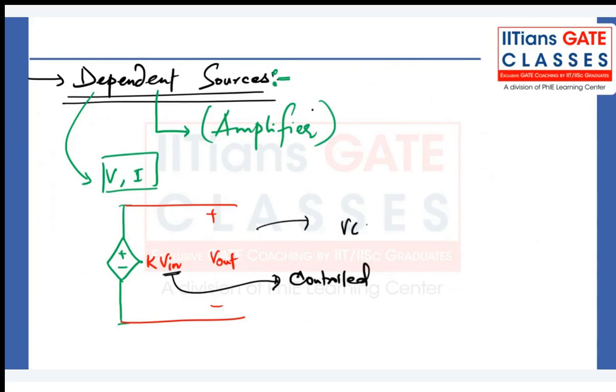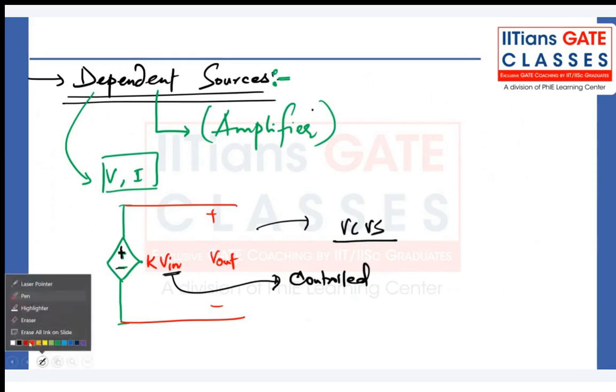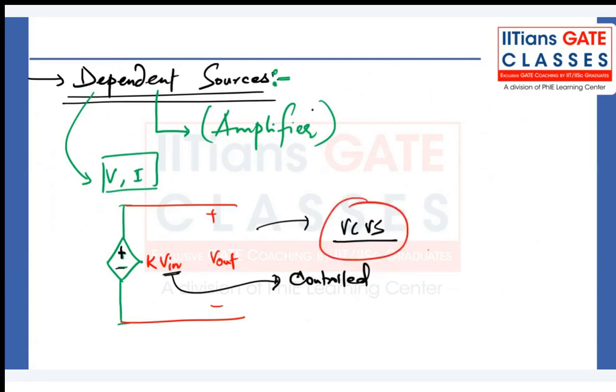Why are we calling it a voltage source? Because there is a plus minus, right? And this is the controlling parameter, which is V in. So voltage controlled voltage source, right? So this is one type of controlled source. And you can say here that suppose you have plus minus here, and this time some constant k is there. It has some dimension here, so you can find the dimension of this k also.